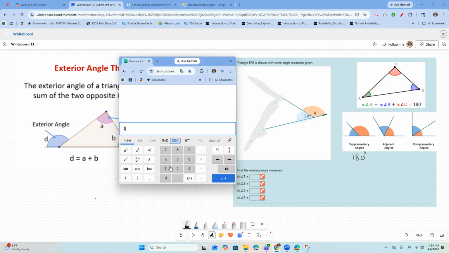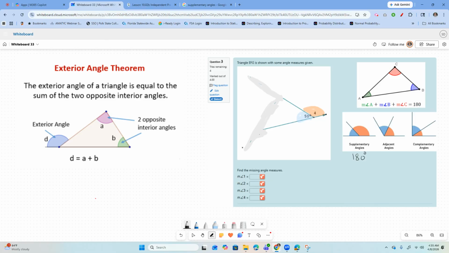Or you can do this: take 180 and figure out how much you need to add to 50 to get 180 degrees. So I can do 180 minus 50. And you can see I got 130 degrees. So I'm going to put the angle here. So this is 130 degrees. And I already know angle number 4.